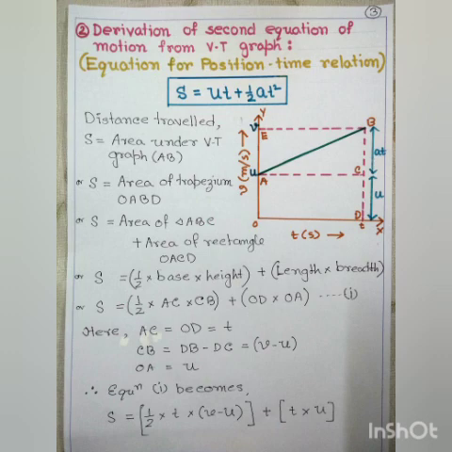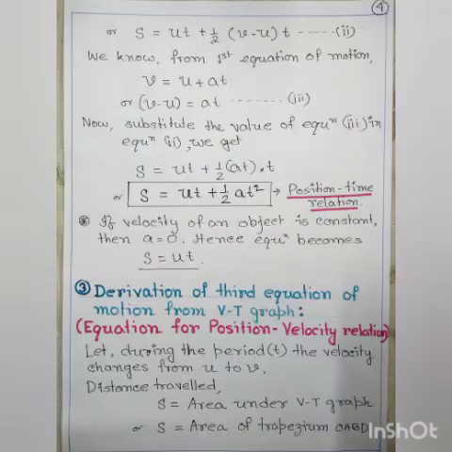Now, the distance travelled here is, we will just substitute all these values, and what we will get? S equals half into T into V minus U plus T into U. So multiplying all the terms, what we will get? S equals UT plus half of V minus U into T. Let us call this equation number 2.